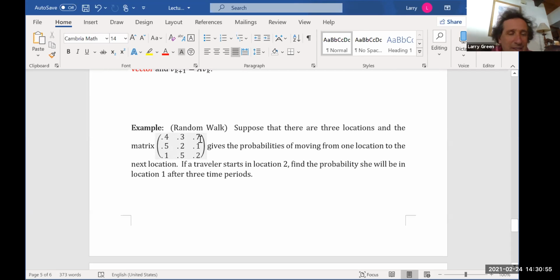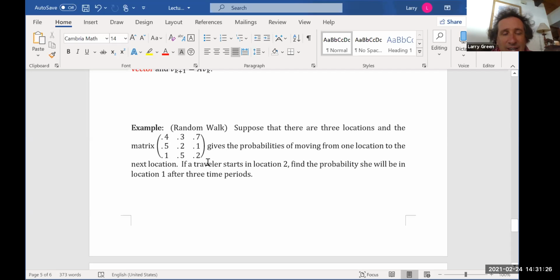Okay, so if we could think about this as my California, Nevada, New Mexico example, then that would tell you that if you started in California, there's a 40% chance in a year that you'll still be in California. There's a 50% chance that you'll have moved to Nevada. And there's a 10% chance that you'll have moved to Arizona. Any questions on that?